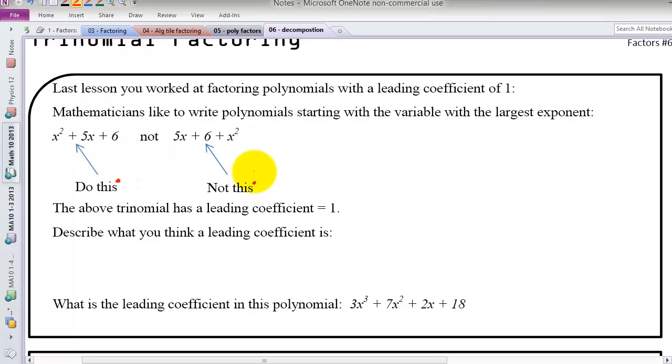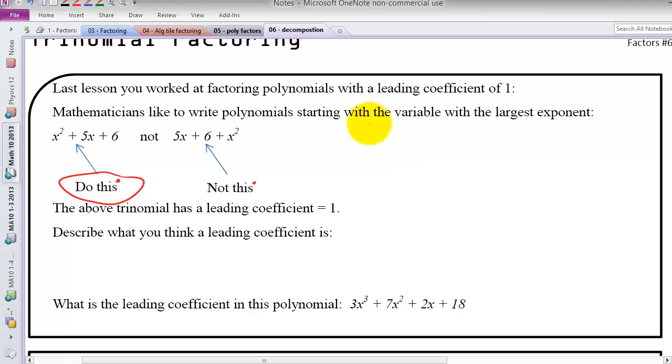We can write x squared plus 5x plus 6, or we could reorder it and say 5x plus 6 plus x squared. It's the same thing. But this is the normal thing we do, okay? We start with the highest order of variables on the left. When we say highest order variable, what we mean is if we have an x squared, that's x to the power 2. X to the power 3 is a higher order than x squared. X to the 4th is even greater.